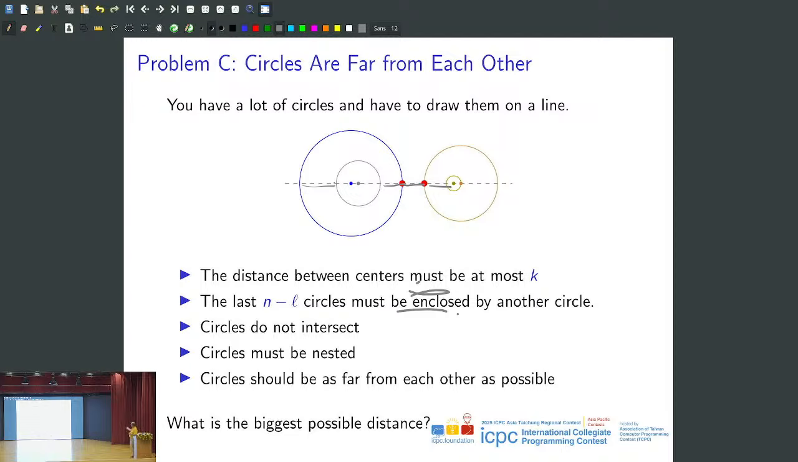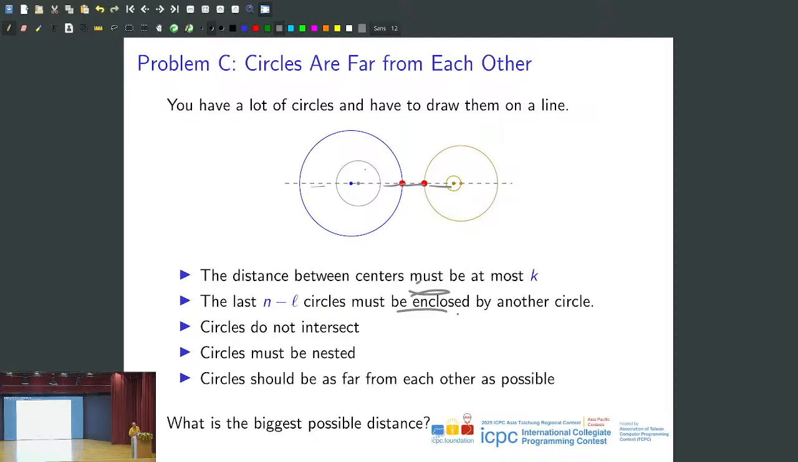You're allowed to put a circle inside another circle. You're not allowed to put two circles next to each other into a circle, but it's okay to put them like this, right? And another one inside. That's okay. That would be hard enough. But there's another constraint. The first L circles can be next to each other, but the others all have to be inside.